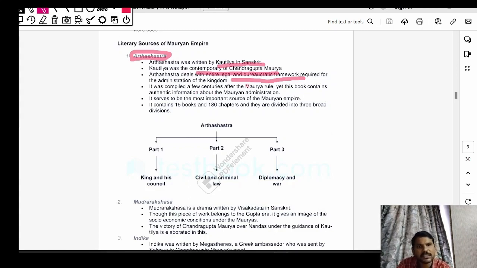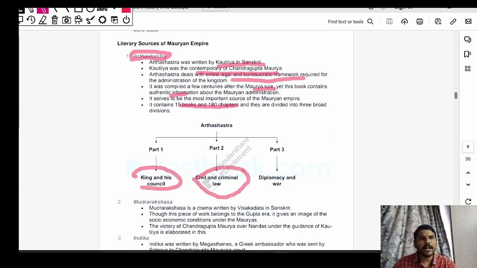It was compiled a few centuries after the Mauryan rule. It contains authentic information about the Mauryan administration. So it contains 15 books and 180 chapters. So Arthashastra is frequently asked in exam. How many books, how many chapters, what it contains, what all it is. So Arthashastra deals with part 1, king and his council. Part 2 is civil and criminal law. And part 3 is diplomacy and war.